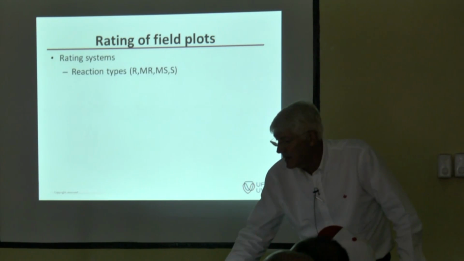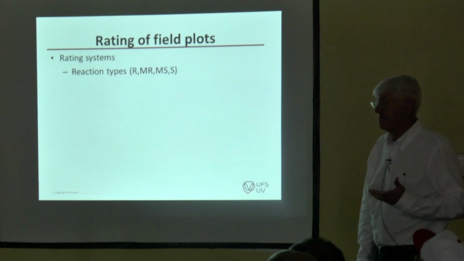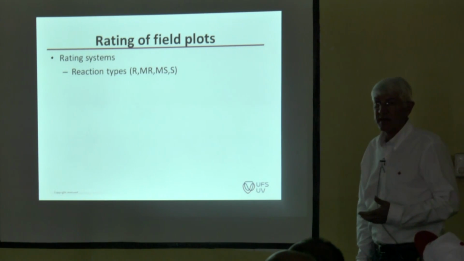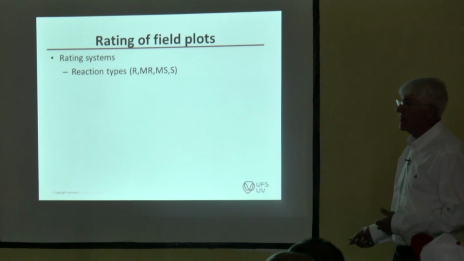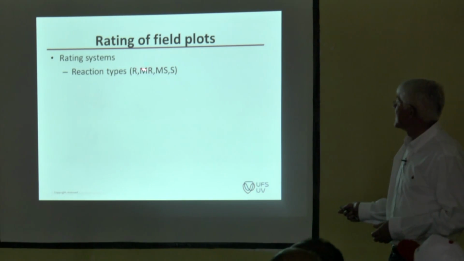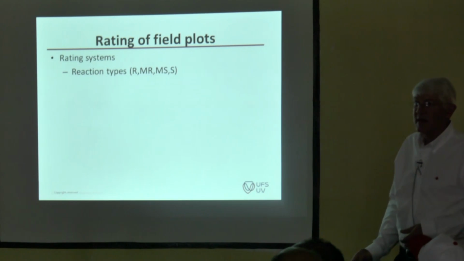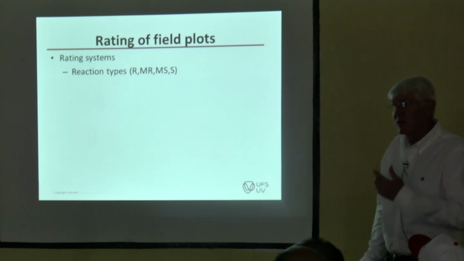Okay, let's get on to the rating systems. We can measure reaction type or response type, or we can measure severity. Now, response type is usually measured as resistant, moderately susceptible, and susceptible. I often use the interpolations as well: R, MR, MRMS, MSS, or S. Some people just use M.